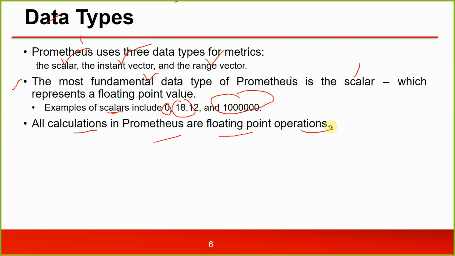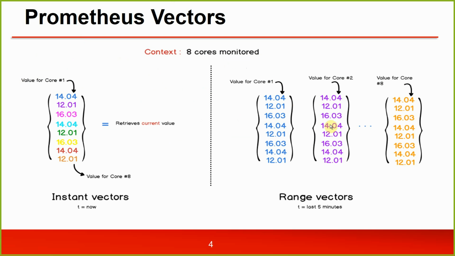Scalar is, if I go back, one value for one core, this is one scalar value. For example, memory usage at any point in time, that will be a scalar. Individual value, disk space usage will be a scalar. One point, and vector means multiple values over the period.